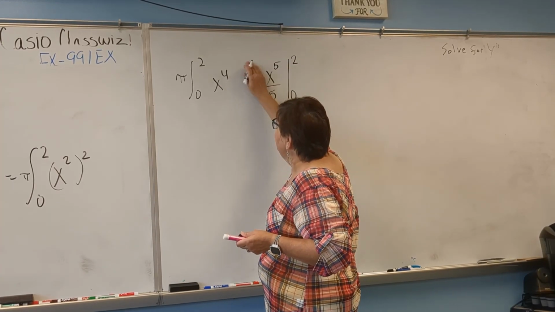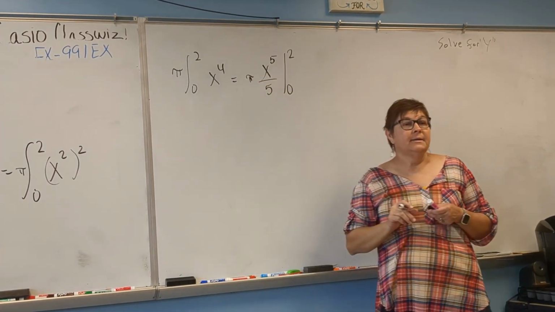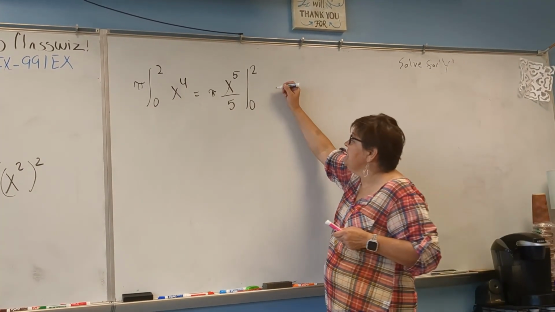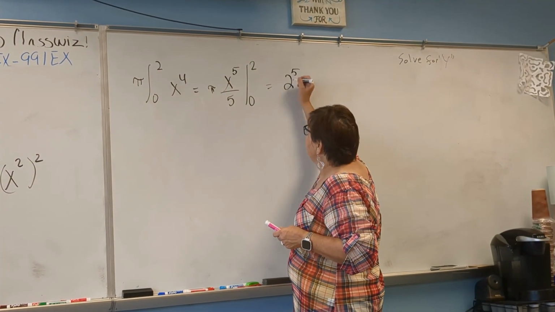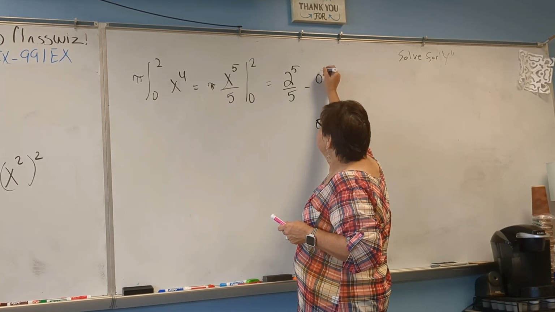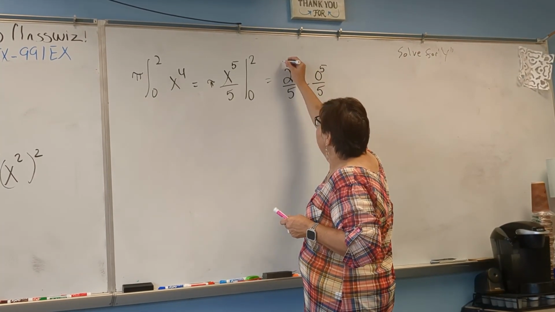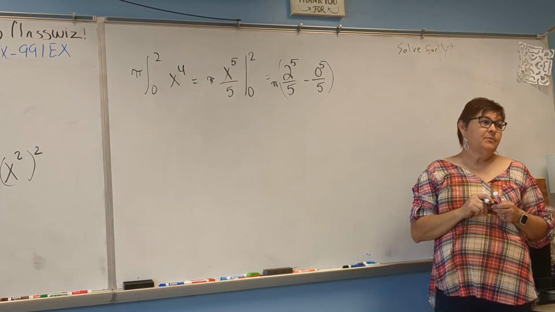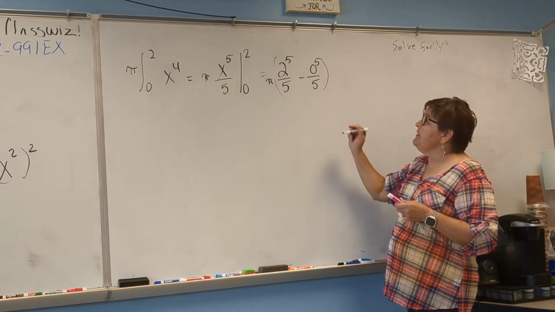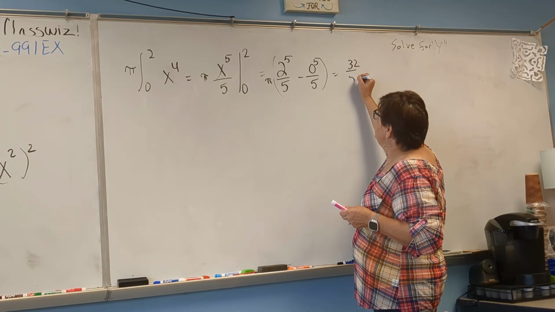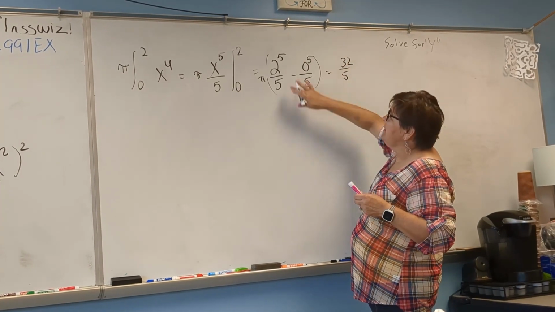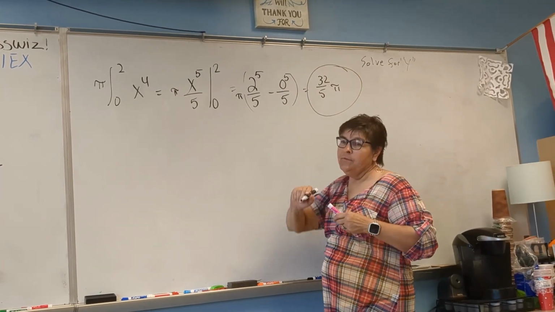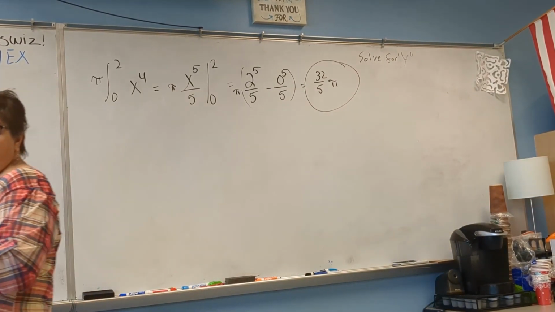Don't forget your pi, who would? You all love pi. Now plug in your 2, assess it from 2 to 0, just like we would have done yesterday. 2 to the 5th over 5, minus 0 to the 5th over 5. Don't forget your pi. So easy to forget pi. 2 to the 5th over 5 is 32, 32 fifths. Anything to the 0 to any power is 0, that's gone. Don't forget your pi, and you have the volume of that solid piece of chocolate.